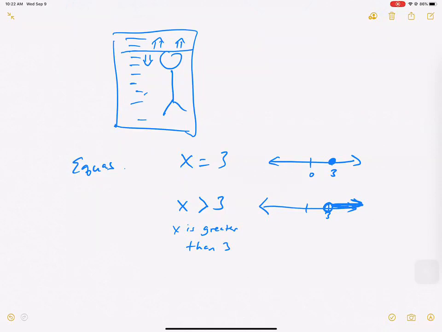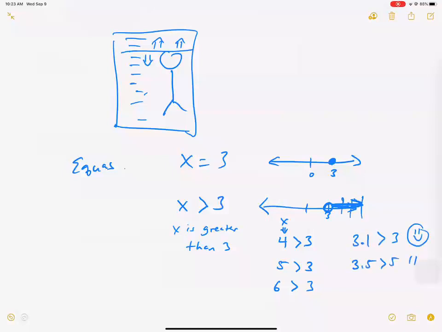So let's give ourselves some possibilities. Is 4 greater than 3? Is 5 greater than 3? Is 6 greater than 3? Yes, all these numbers for x would be totally awesome. 4 is an answer. 5 is an answer. 6 is an answer. Is 3.1 greater than 3? Yes, it is greater than 3. Is 3.5 greater than 3? Yes, all these values here are greater than 3.